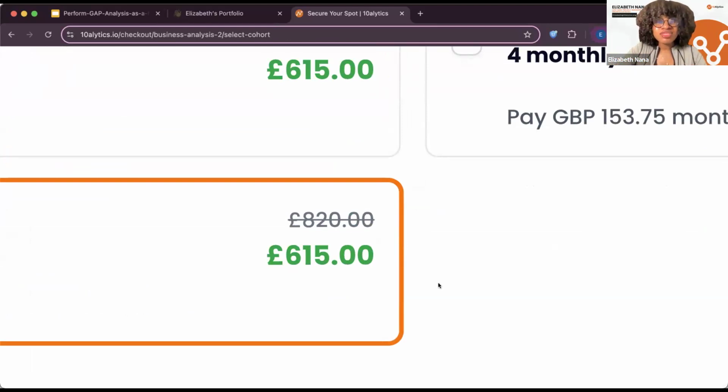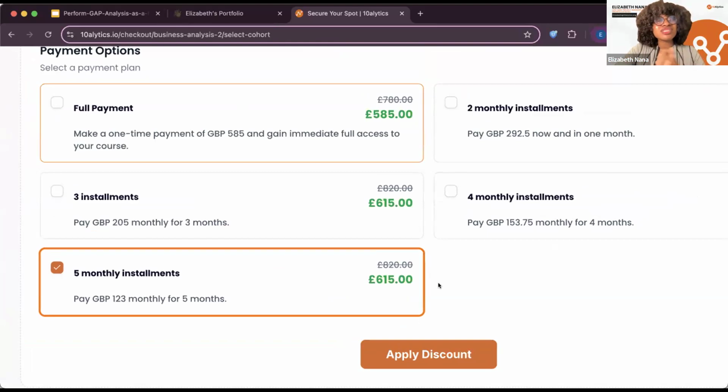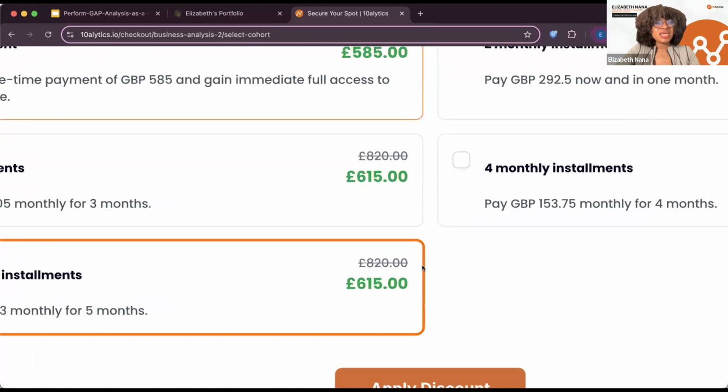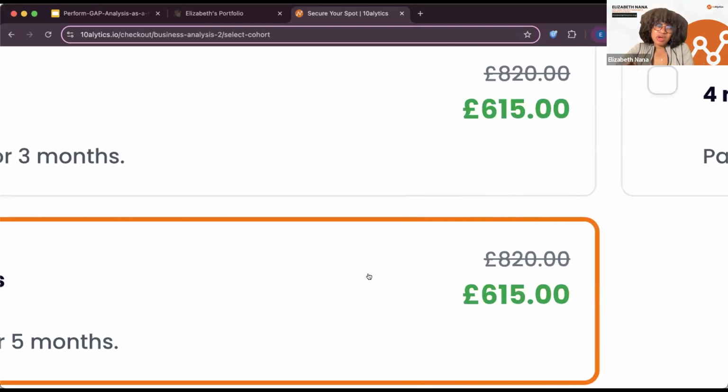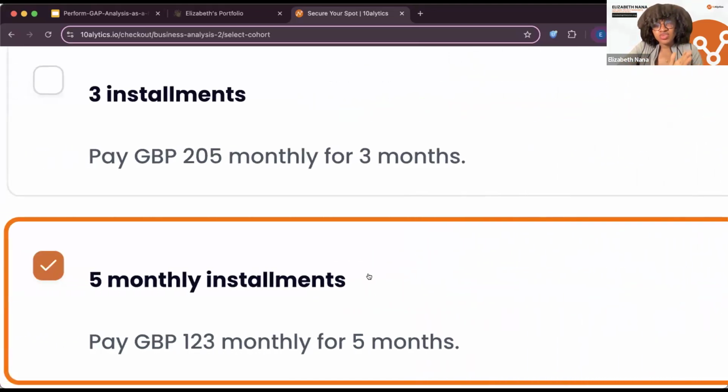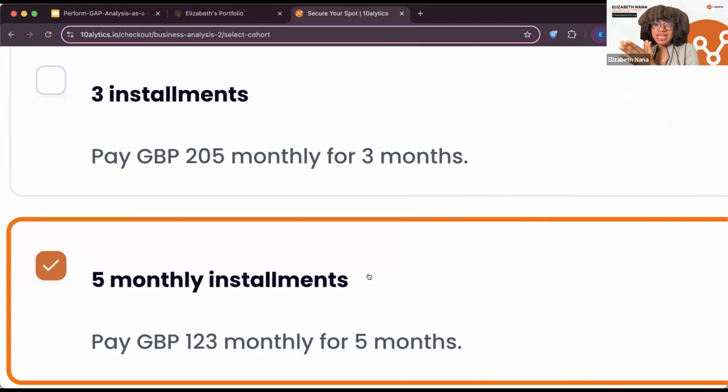All right. So you're able to save 205 pounds, and then you're able to split your payments for as many as 5 times. So you can say, I heard about this discount. I was in a session with Elizabeth. I heard about this discount. I don't have 615 pounds right now. I have 123 pounds, and I would like to start my class in October. And just like that, you're in. So the minimum is 123 pounds.